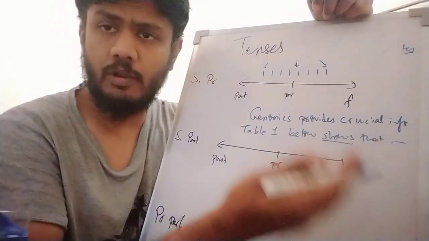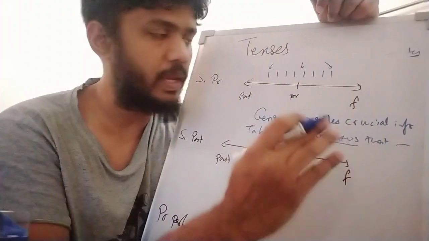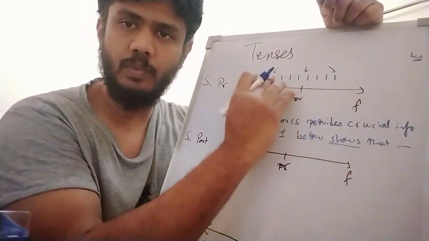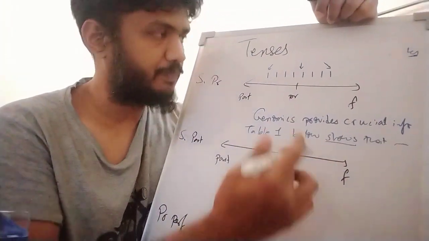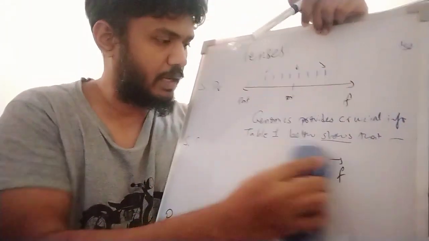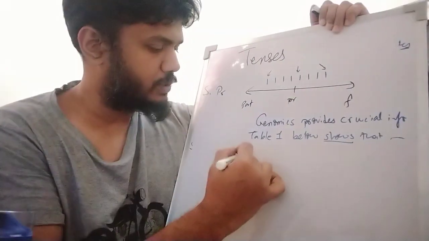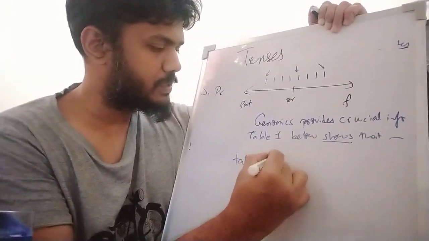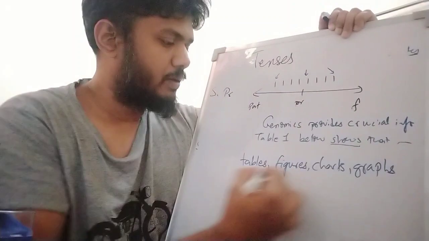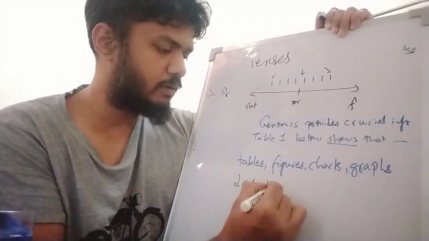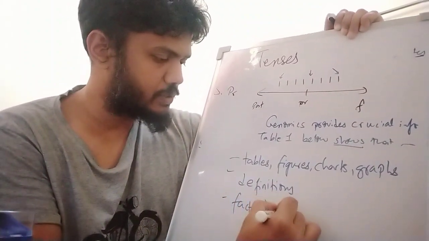So why am I saying shows and not showed? Because it's not something which is over. It is something which will remain true for a long period of time. So whenever you use anything that will remain true for a long duration of time, you would use the simple present. Now, actually, I'm just going to remove these other tenses for now. We'll cover one tense at a time. So you can use them for tables, figures, charts, graphs, definitions, because definitions will remain true, right? Facts and universal truths.